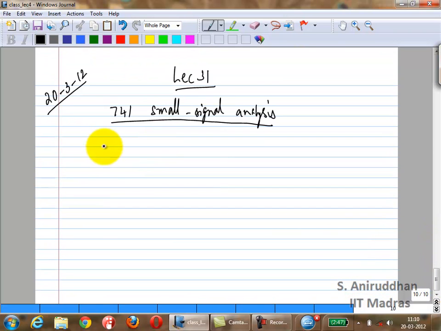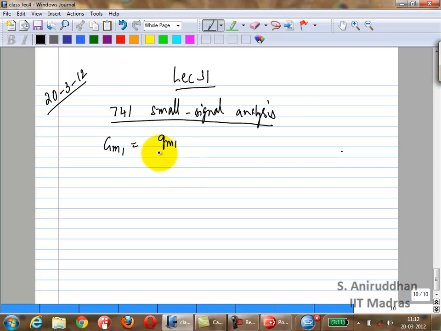So therefore, what is your GM1? What is your overall effective transconductance of the input stage? GM1 by 2. What is the value of GM1 by 2? So approximately 180 microsiemens.